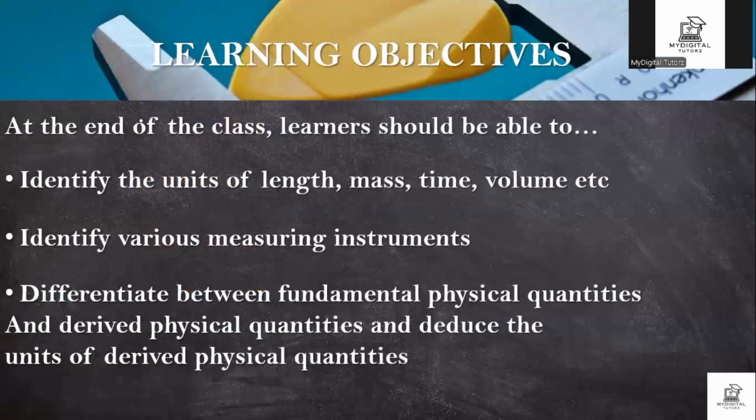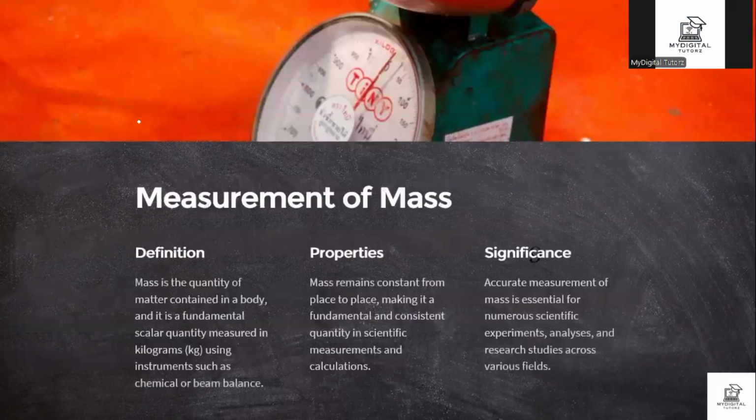So at the end of today's class, we should be able to identify the units of length, mass, time, volume, area, density, and what have you. Also identify various measuring instruments. Should be able to differentiate between fundamental physical quantity and derived physical quantity, and deduce the unit of derived physical quantities. So that's our target.